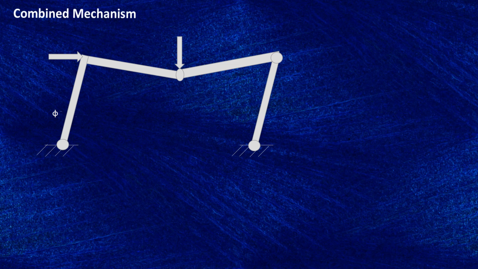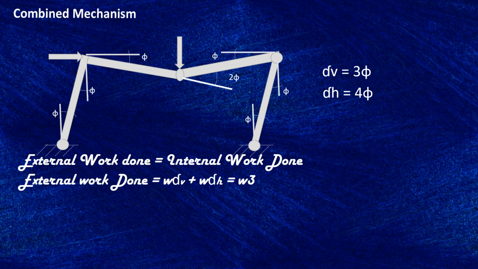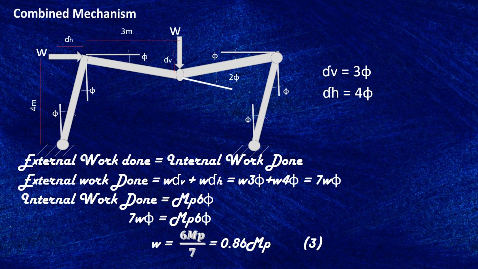When we come to the combined mechanism where we apply both loads, this is how it is going to be deflecting. We know that we're going to have 4 hinges that we need. They are here, here, here, and here. Of course, there is no plastic hinge formed at this joint.